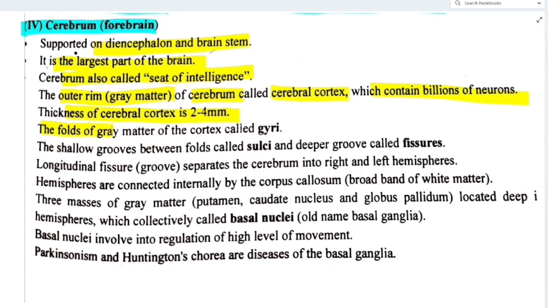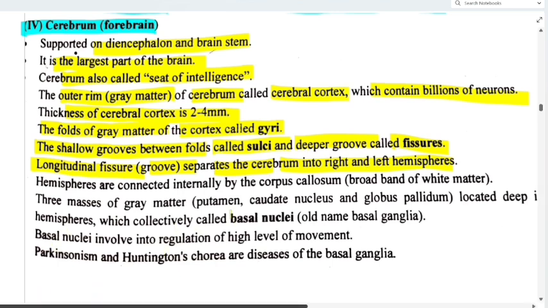The folds of gray matter of the cortex are called gyri. Then shallow grooves between folds are called sulci and deeper grooves are called fissures. Then longitudinal fissure or groove separates the cerebrum into right and left hemisphere. Okay, one deep longitudinal fissure is present, separating the cerebrum into right and left hemisphere. Hemispheres are connected internally by the corpus callosum, a broad band of white matter.